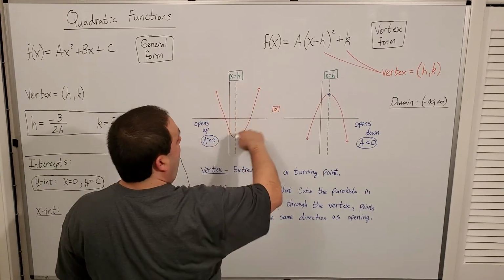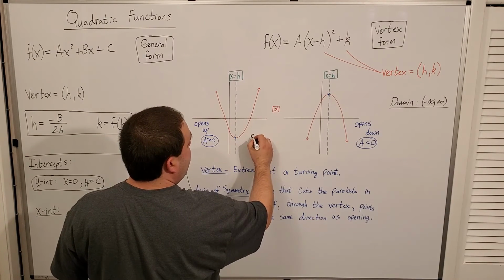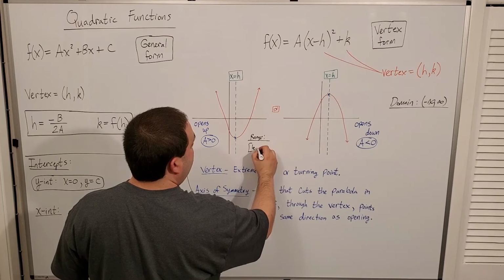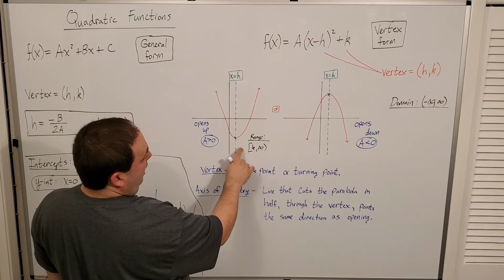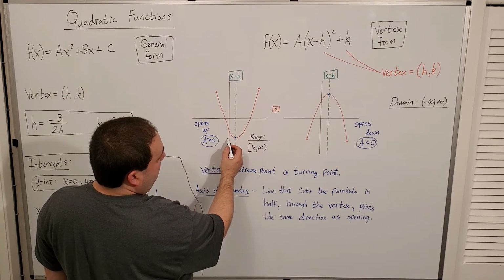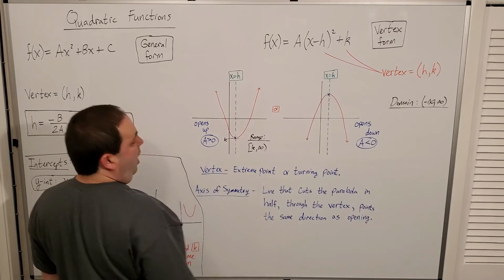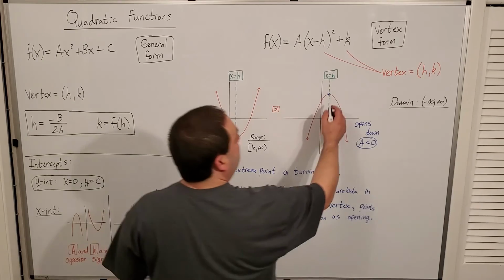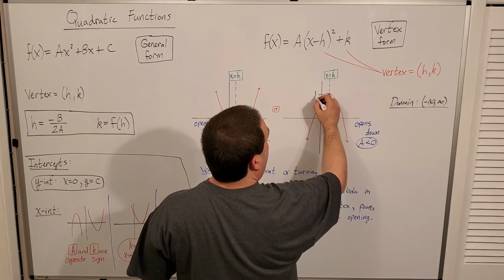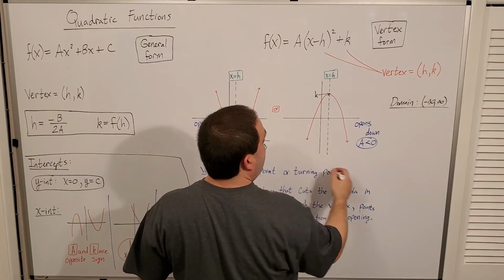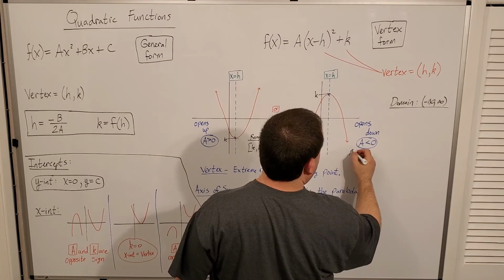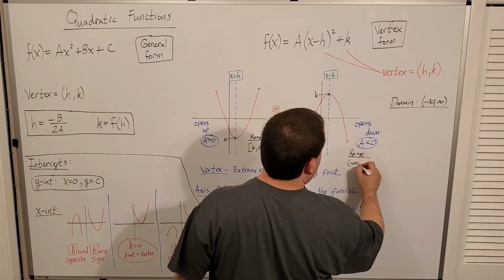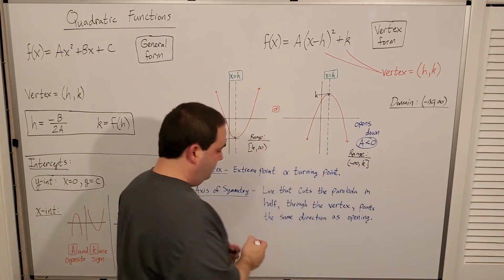The range will be different depending on whether it's facing up or down. If it's facing up, then the range is going to be from k to infinity. Notice the bracket on the k because it's the minimum value here. The lowest y value will be k. And here, the k value is the top, right? So the range on this is going to be negative infinity to k.